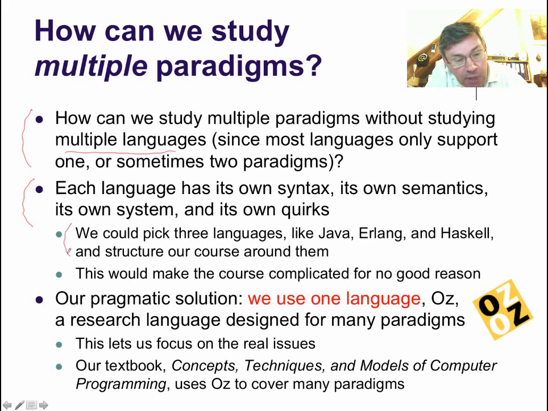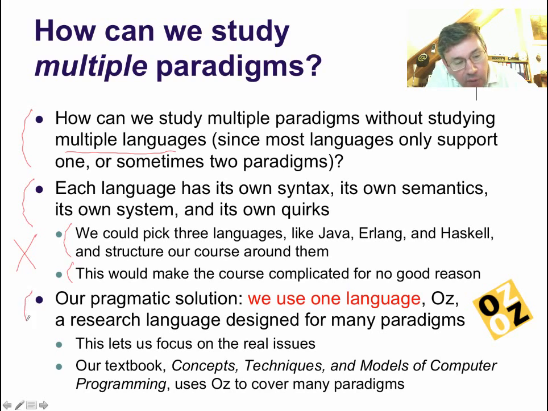We could pick 3 languages, for example, Java, Erlang, and Haskell, representative of 3 useful paradigms, and structure our course around them. But this would make things complicated for no really good fundamental reason. We would have to install 3 systems, get used to 3 syntaxes, and even then the languages would not be able to talk to each other. So it would be very hard to combine them. So we are not going to use this approach.